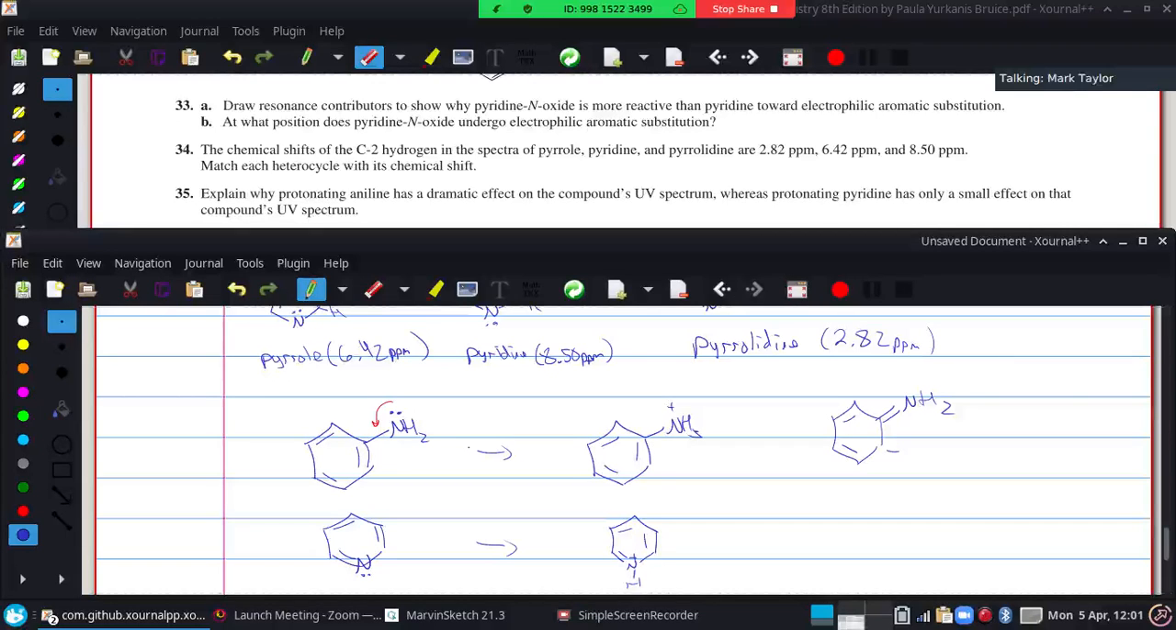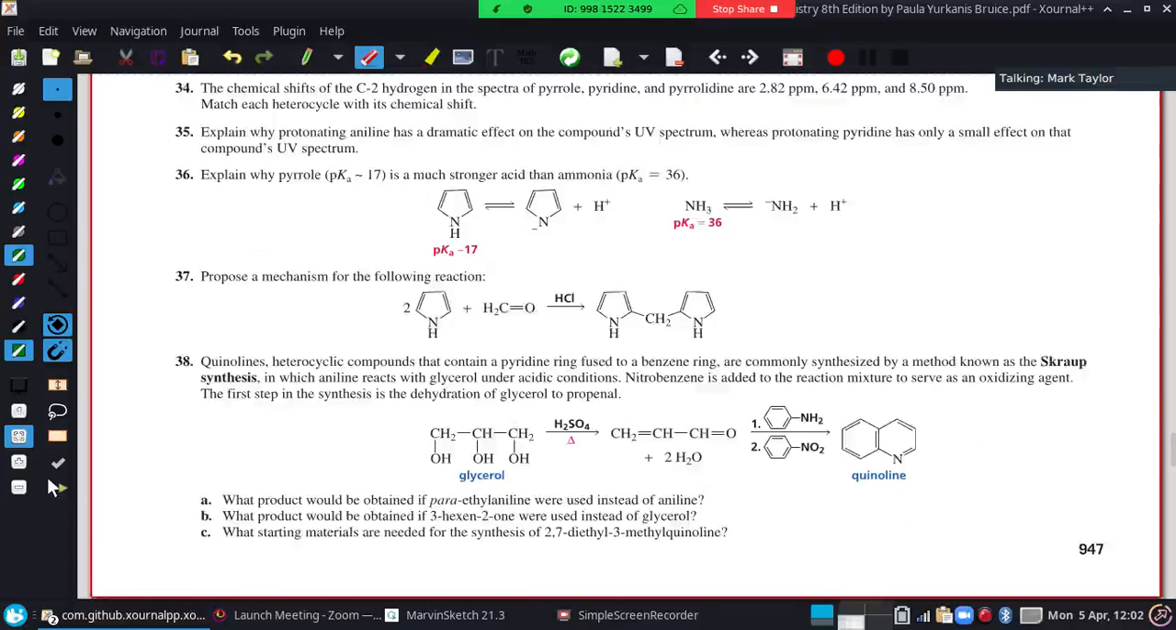Yet I don't do that at all on pyridine because that lone pair is never part of the pi system that makes up the ring. Those are just normal nitrogen electrons. So these go away because they're part of the pi system that creates the UV spectra. But on pyridine, you don't have that same effect.